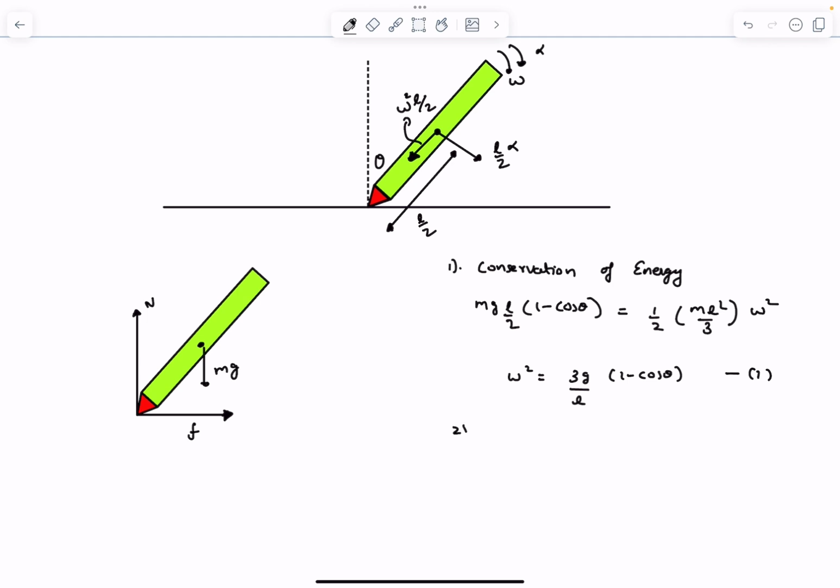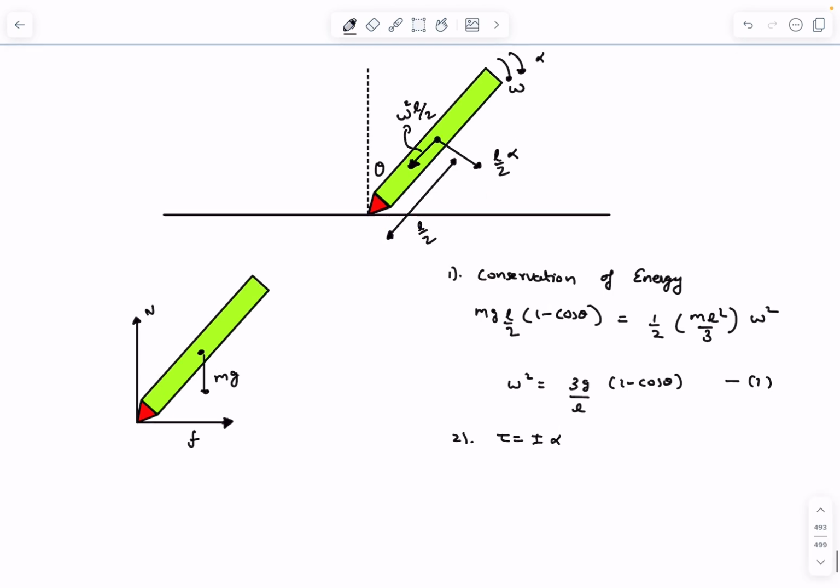For that we'll use tau equals I alpha about the instantaneous axis of rotation. About this particular point, there won't be any contributions to torque due to normal and friction. The only contribution will be from mg, and the moment arm is going to be L/2 sine theta. So the torque due to mg is mg L/2 sine theta, and this would be equal to I alpha. From here we get alpha as 3g/2L sine theta.